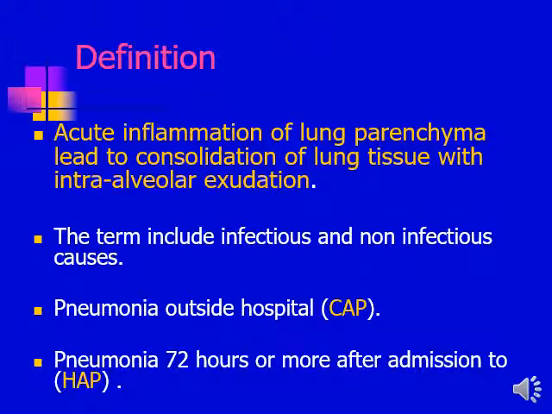Otherwise, we can define pneumonia as two types clinically, according to the course of the symptoms appearing on the patient. The first is community-acquired pneumonia, which means pneumonia occurring outside the hospital, and the hospital-acquired pneumonia, which is pneumonia occurring 72 hours or more after admission to hospital.